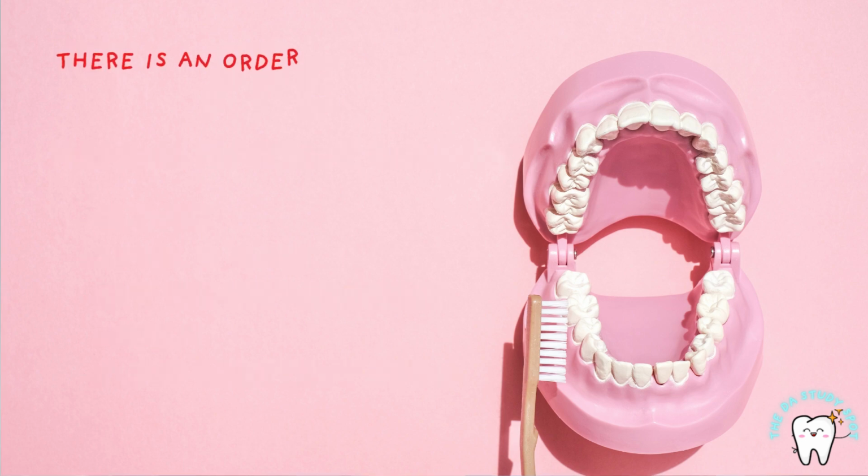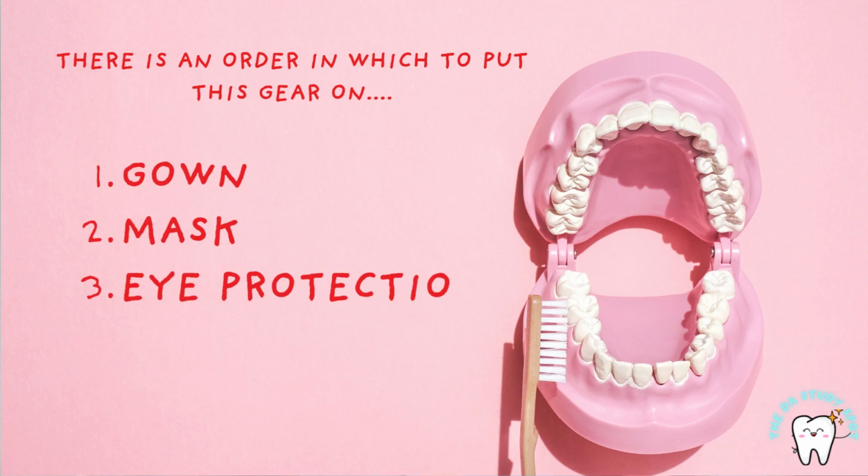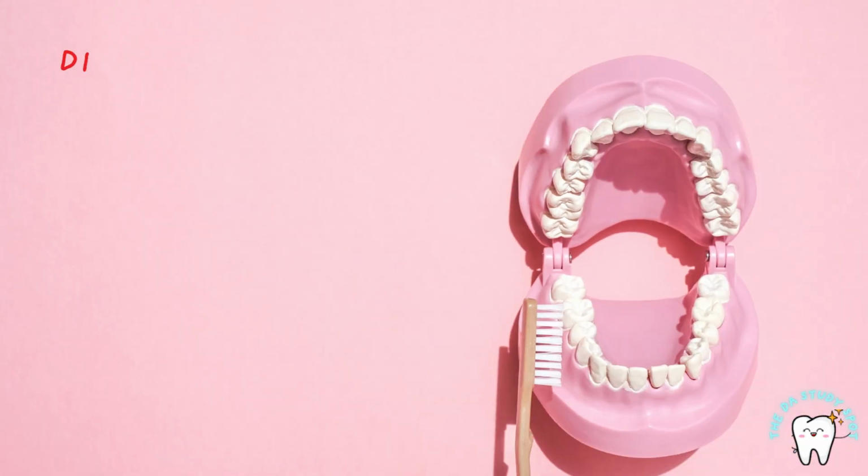Did you know there was an order in which you put this gear on? Absolutely. First you start with the gown, then the mask, then your eye protection, and then your gloves. Why gloves last? I want somebody to drop in the comments, why do we put on gloves last? Then you're gonna remove your PPE in reverse, starting with the gloves. You always want to remove your gloves first because that's just nasty. Why wouldn't you? You don't want to contaminate yourself. You want to keep it cute. You want to stay clean. You want to stay healthy.